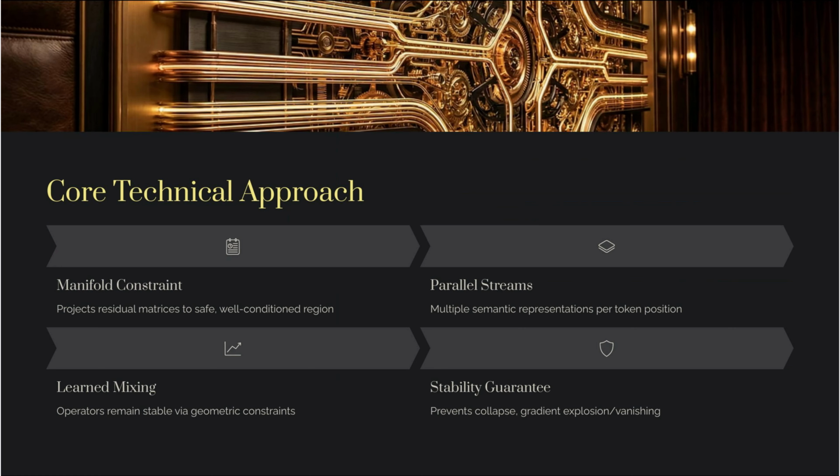At its core, mHC uses manifold projection to constrain the residual matrices. Those are the mathematical operators that transform information as it flows through the network. This keeps them in a safe, well-behaved region of parameter space. The network maintains multiple parallel semantic streams for each token. Think of these as different representations of meaning flowing side by side. The mixing operators that blend these streams stay mathematically well conditioned, which prevents the two biggest nightmares in deep learning: representation collapse, where everything becomes meaningless, and gradient explosion or vanishing, where learning signals either blow up or disappear.